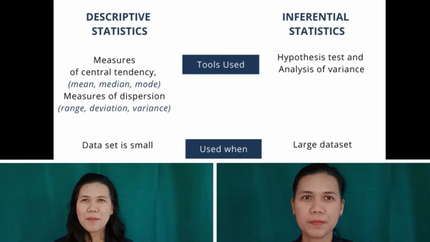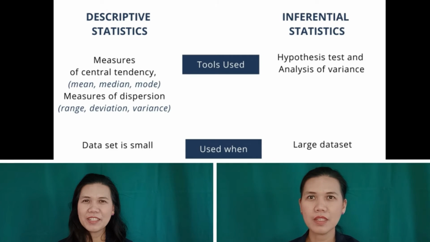What are these? Measures of central tendency, your mean, median, mode. Measures of dispersion, range, standard deviation, variance. Then measures of location, percentile, quartile. Hypothesis testing and analysis of variance.